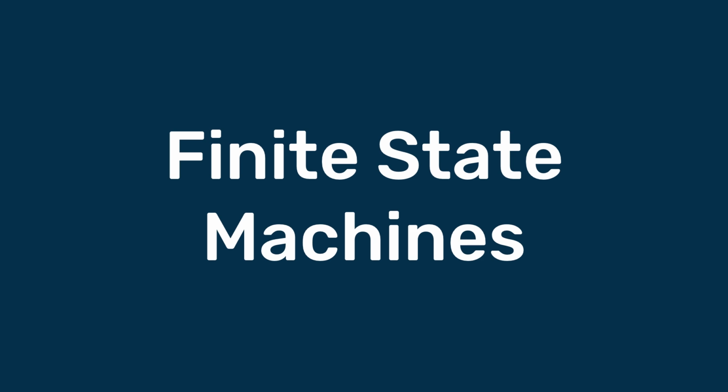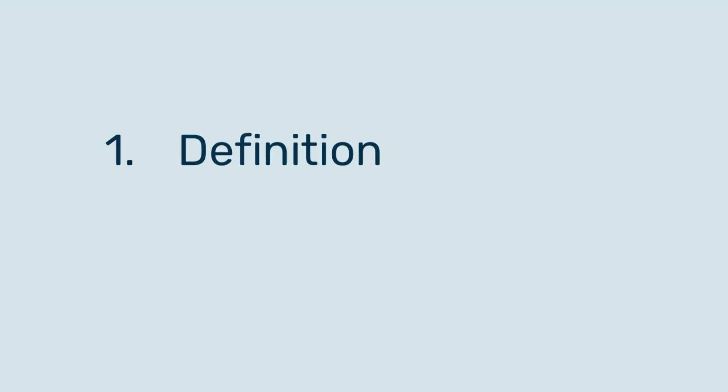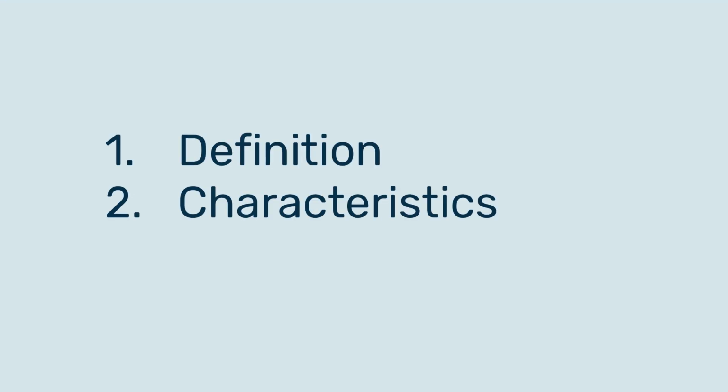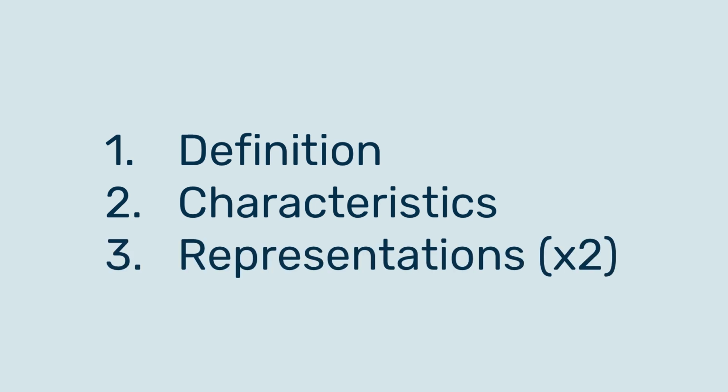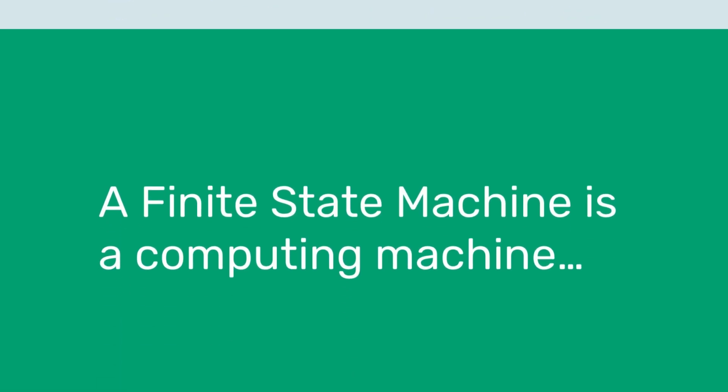Traffic lights are an example of an FSM. By the end of the video, you should be able to understand why. Here's the agenda. We'll start with defining the term finite state machine and looking at their key characteristics. Then we'll move on to look at two ways finite state machines can be represented.